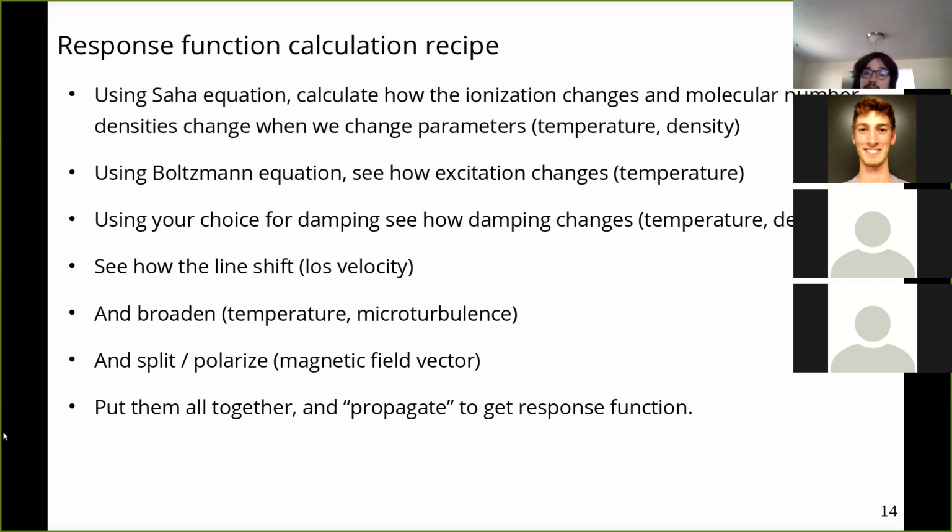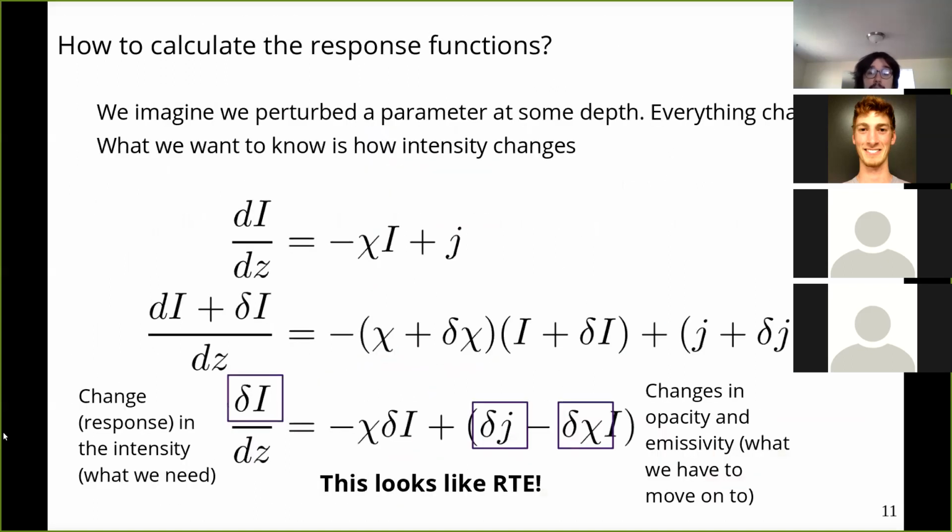Then, if you remember, the next step was to calculate the opacity and emissivity, right? So for that, we now need to take into account more than temperature. Temperature and density and the changes there will influence your damping. Line of sight velocity will influence your line shifts. Temperature and microturbulence will influence your line broadening. Magnetic field vector will influence the splitting and the polarization. And now putting them all together, you will obtain the opacity and emissivity perturbations.